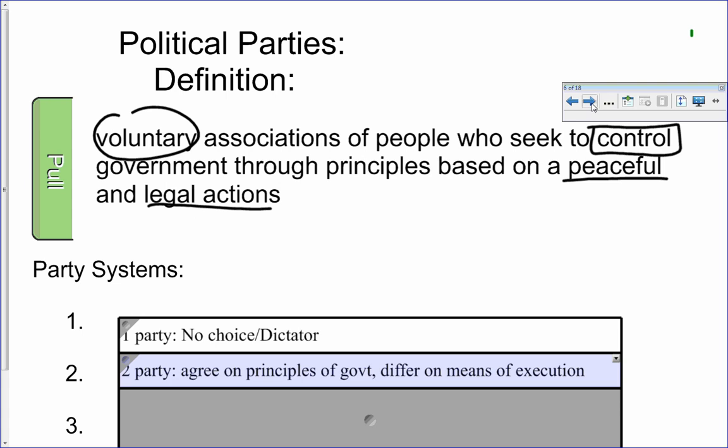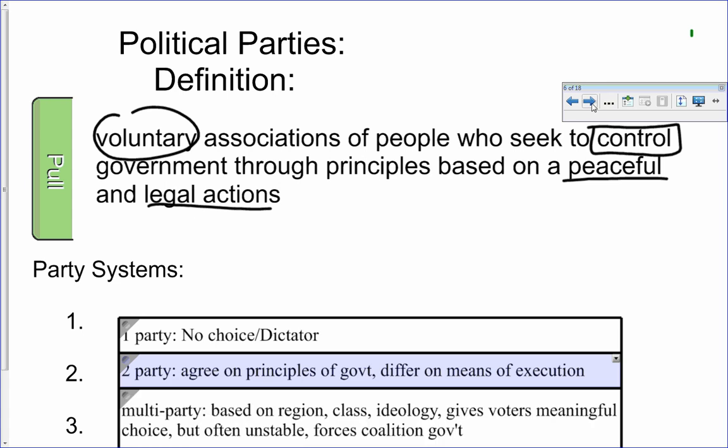We just differ on the way the government should be run and executed, as you probably already figured out. And then in a multi-party system, it's usually based on region, class, ideology, and it gives voters a meaningful choice. So you will definitely have a candidate that aligns with you in a multi-party system. There may be 5 parties. So one of those is probably going to be very close to your beliefs, but they're often unstable because there's constant turnover, and a lot of times you have to have a coalition government. A coalition is when 2 or 3 parties will band together to govern collectively, and that's because nobody gets 50%, so the 2 or 3 parties have to merge together.